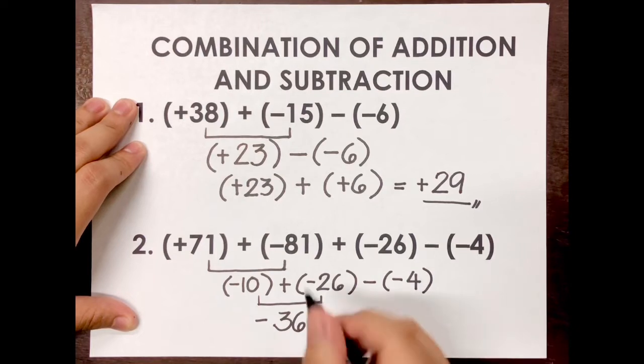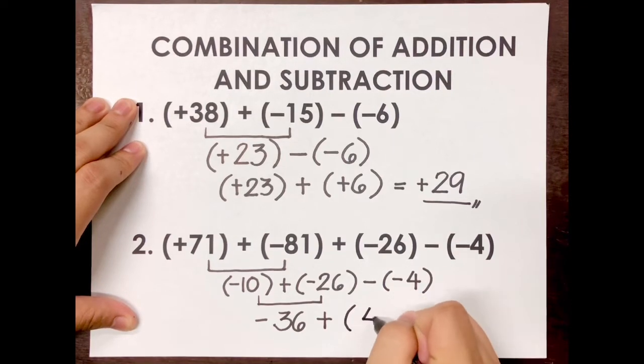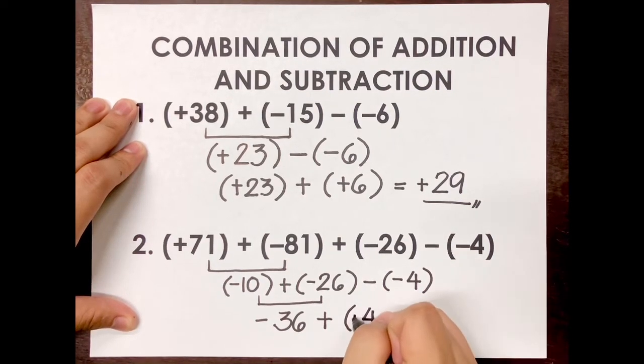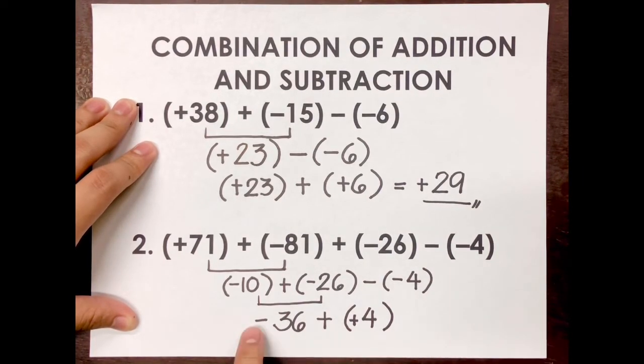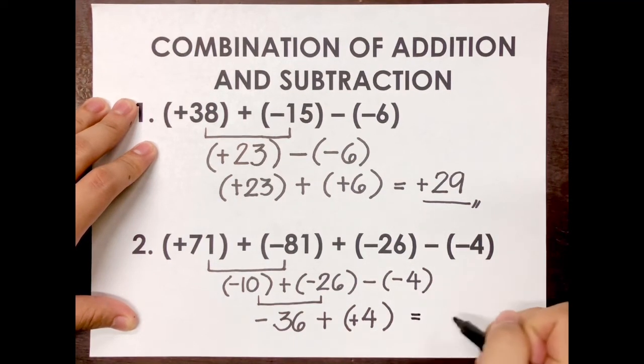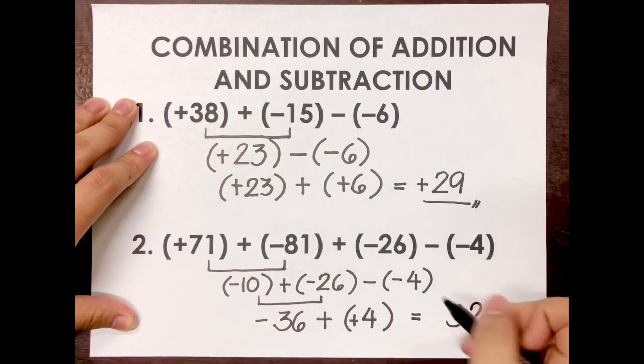Then change the subtraction symbol to addition symbol. Change the sign of the subtrahend. And as you can see, we have negative 36 plus positive 4. Again, they are of different signs. So we subtract their absolute values. 36 minus 4 is... Very good, that's correct. It's 32. And we adopt the sign of the integer with greater absolute value. And that will be negative.